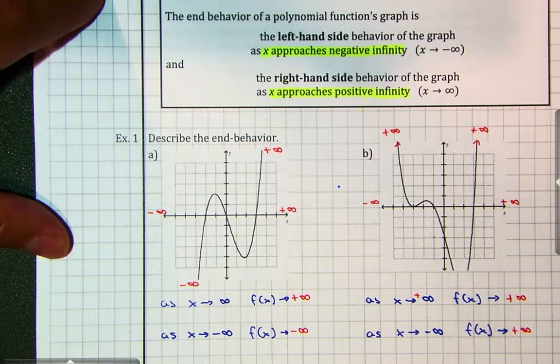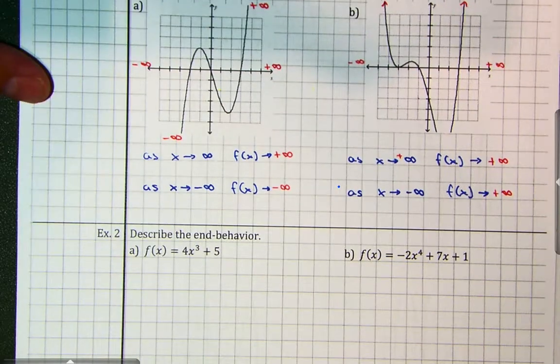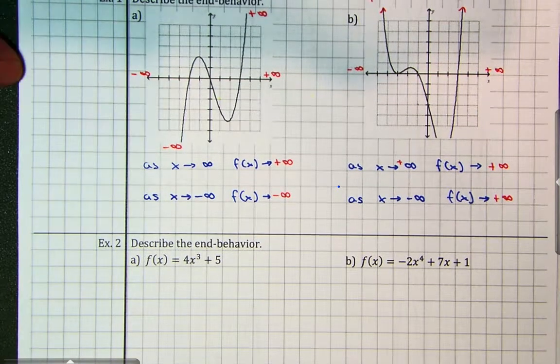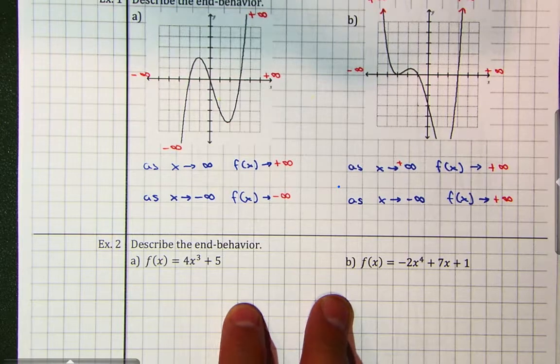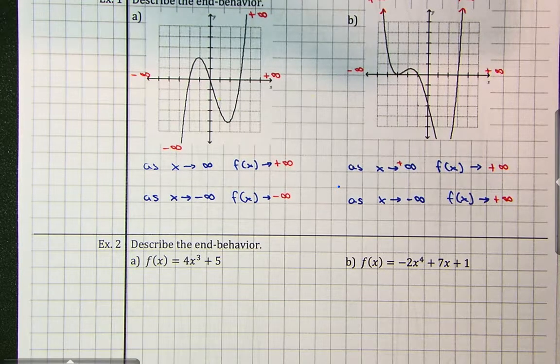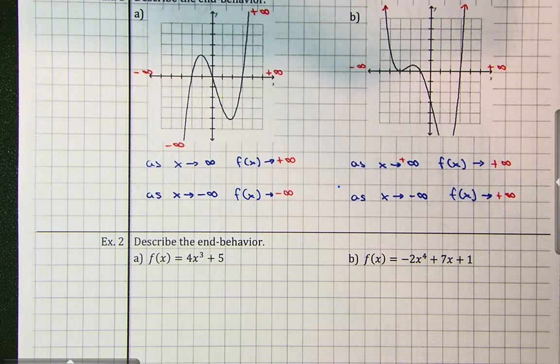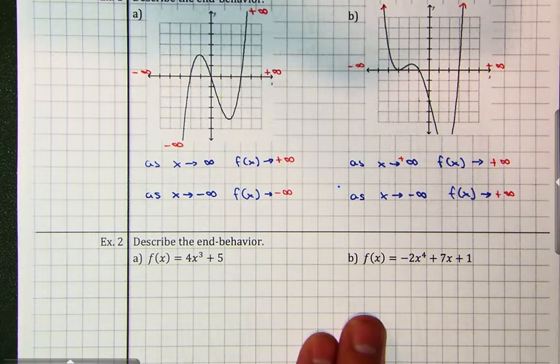Example number 2. Go and copy it down. And we'll do it together because we want to do it algebraically. Where on example number 1, we did it graphically. We also want to be able to understand the algebraic process. Go and copy it down, pause it, and we'll start once you're ready.